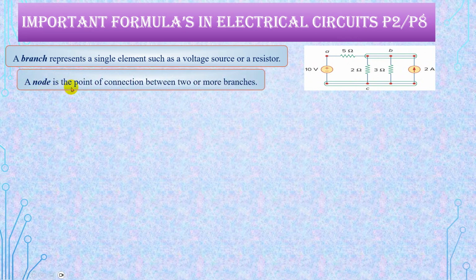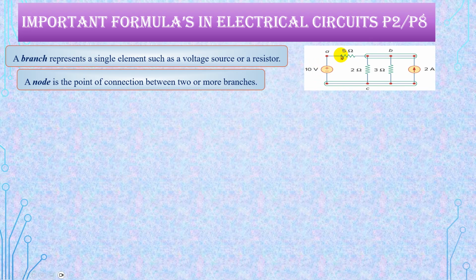Now coming to the node. A node is a point of connection between two or more branches. Here there is a voltage source and there is a resistance, two branches. In between, this is called a node, meaning the connection of two different branches. Different means here the resistance is different. Even two resistances in series are two different branches, like one is a voltage source and one is a resistance. So the connection in between is called a node.